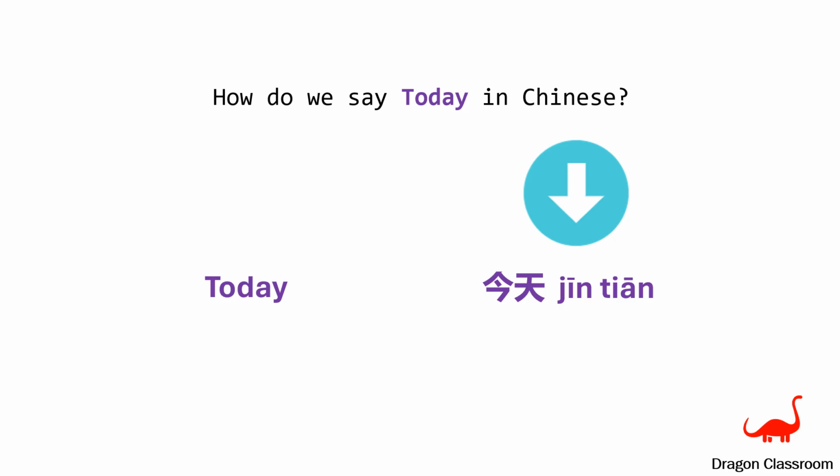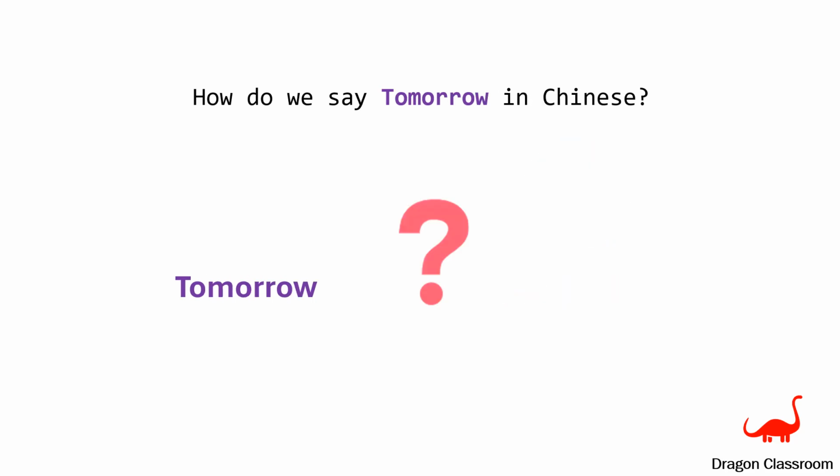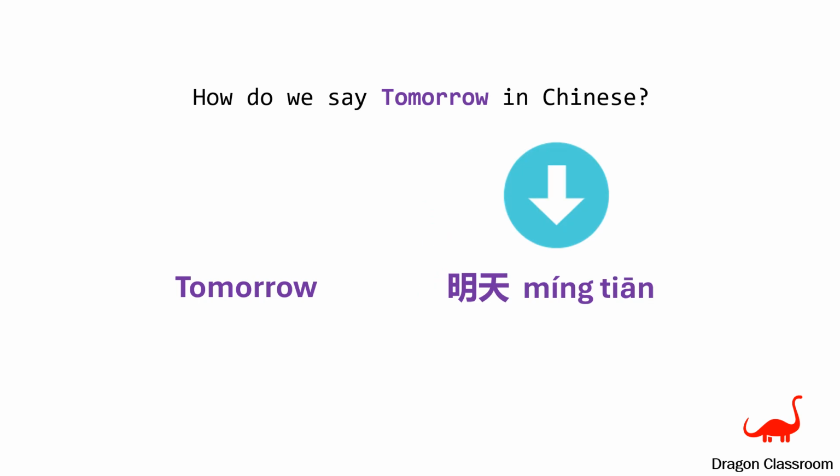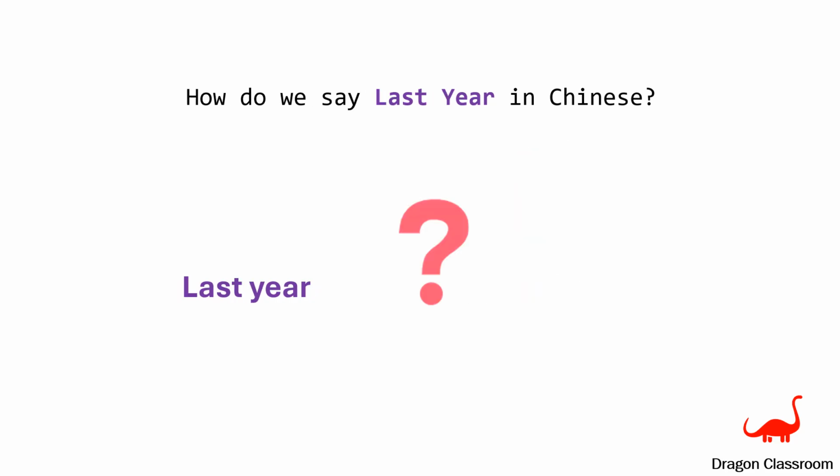How do we say tomorrow in Chinese? Tomorrow is 明天. Tomorrow is 明天. How do we say last year in Chinese?